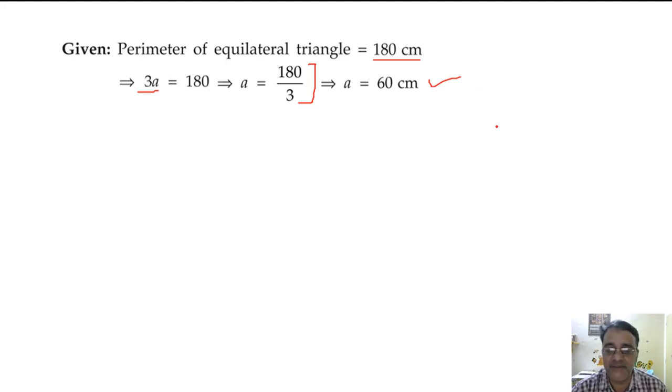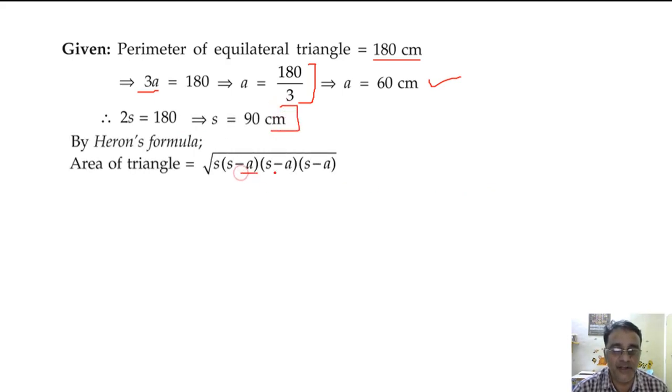So root of s into s minus a into s minus a into s minus a. So the semi perimeter is 90. If you use this formula, the same formula I am using, all the three sides are equal. That is why I wrote a in place of b and a in place of c also. So now replace all s by 90 and all a by 60.